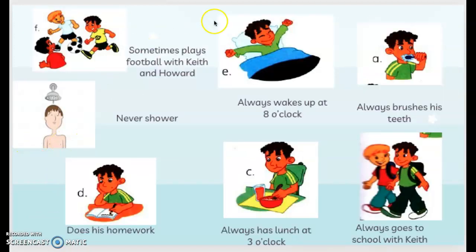Alright, so let's just summarize it. So he always wakes up at 8 o'clock. After that, he always brushes his teeth. And then he always goes to school with Keith. And then he always has lunch at 3 o'clock. After that, he does his homework. He never showers. And finally, sometimes he plays football with Keith and Howard.